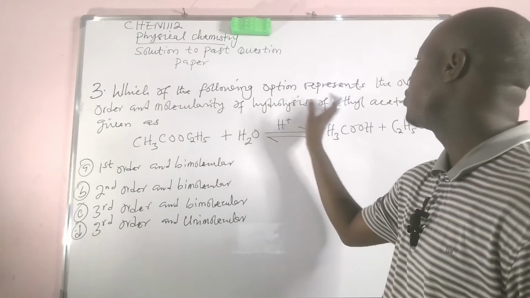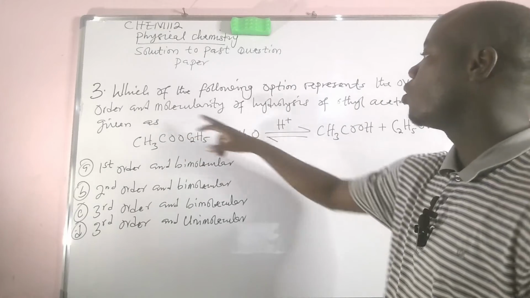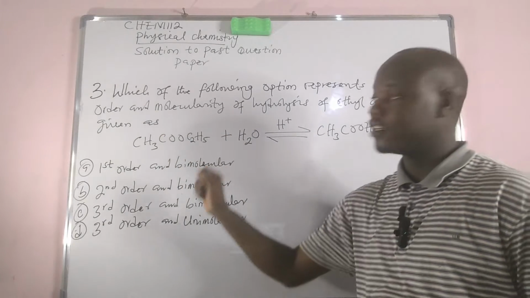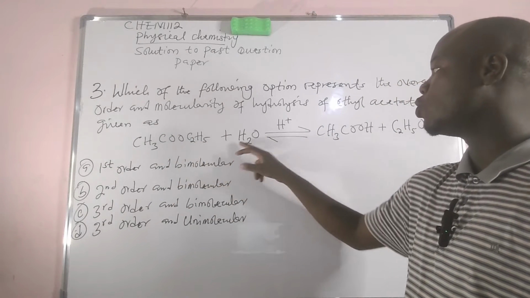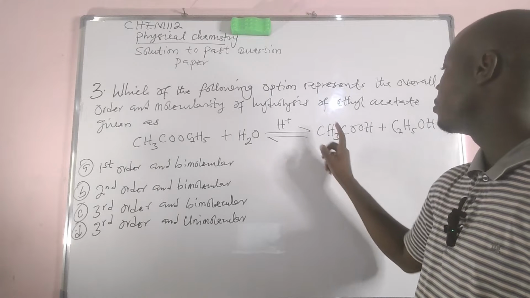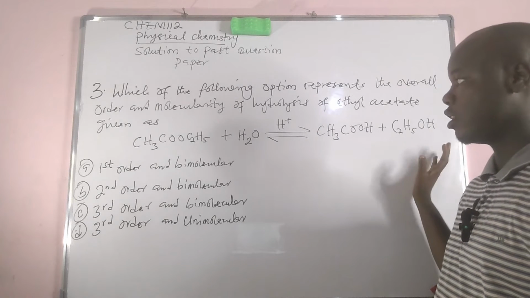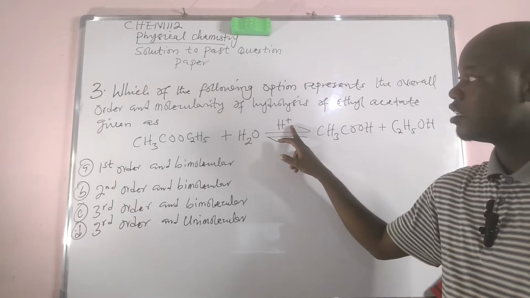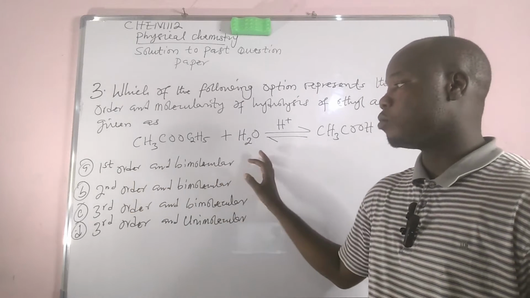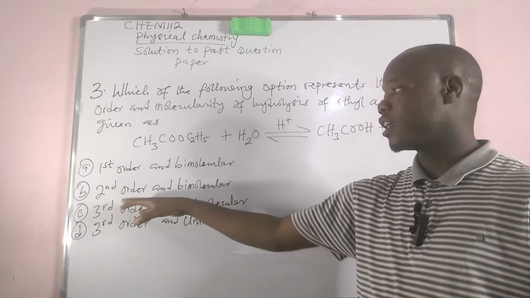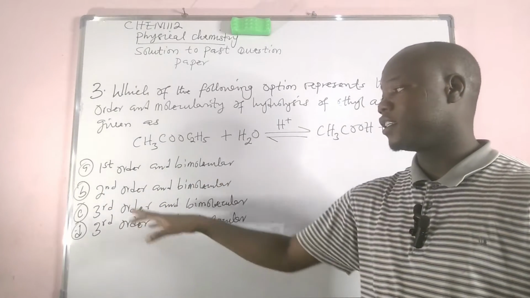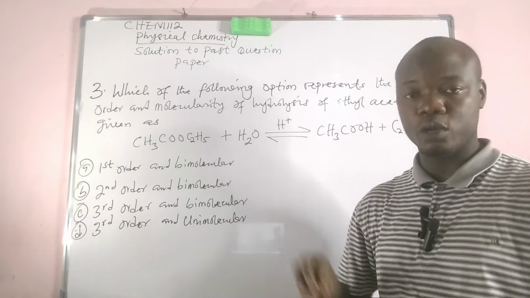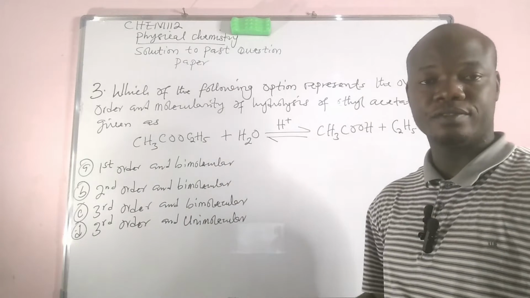The question says, which of the following options represents the overall order and molecularity of hydrolysis of ethyl acetate, given that ethyl acetate plus water produce ethanoic acid and ethanol in the presence of acid catalysts? A. First order and bimolecular. B. Second order and bimolecular. C. Third order and bimolecular. D. Third order and unimolecular. So these are the options.